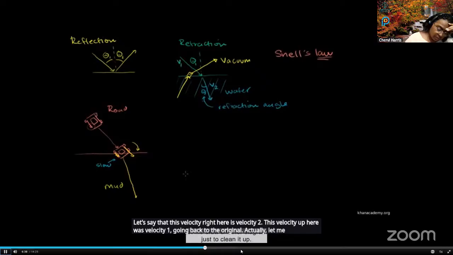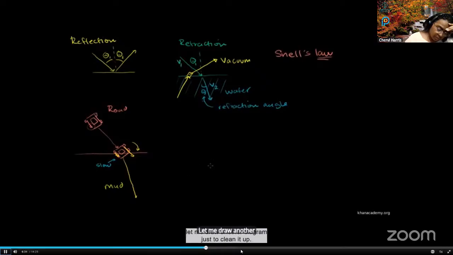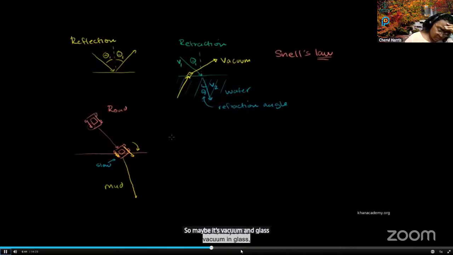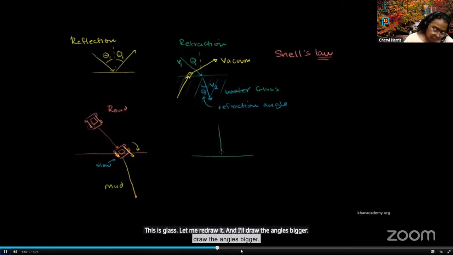Actually, let me draw another diagram just to clean it up. And also, that vacuum water interface example, I'm not enjoying it just because it's a very unnatural interface to actually have in nature. So maybe it's vacuum and glass. That's something that actually would exist. So let's say we're doing that. So this isn't water, this is glass. So let me redraw it. And I'll draw the angles bigger. So let me draw perpendicular.